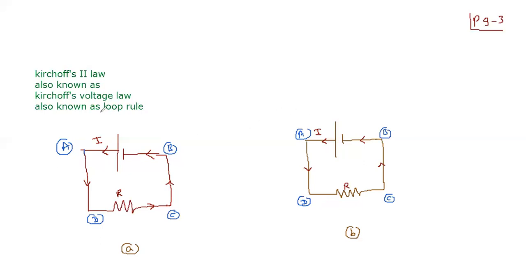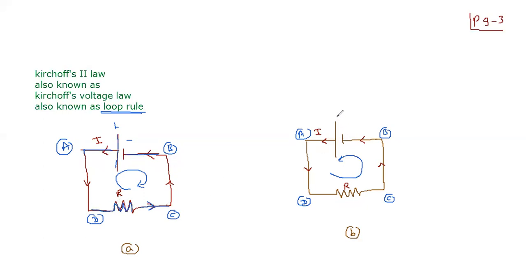Now, when we say loop rule, we are considering a loop. How many loops are there here? There is only one loop. Now in this one loop, either I can go clockwise or I can go anti-clockwise. Correct? When going clockwise, see, from A to B I am going from the positive of the battery to the negative of the battery. From C to D I am going against the direction of current. Yes or no?